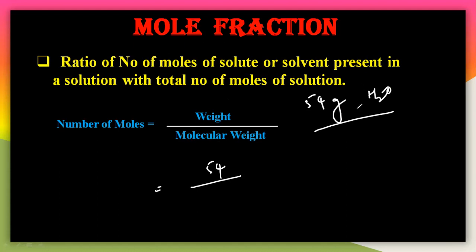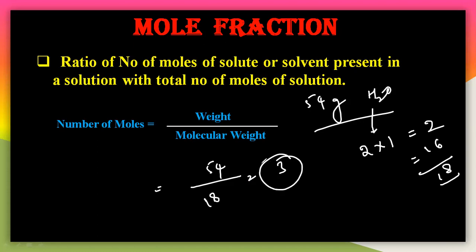So how can you calculate the molecular weight? See here, the hydrogen mass: 2 hydrogens are there, 2 into 1, you will get 2 here. Oxygen is again 16. So that is 18. The molecular weight of water is 18, so you will get 3 here. That means how many moles are there in 54 grams of H2O? If you have taken 54 grams of H2O in a beaker, that means you have taken 3 moles of water.